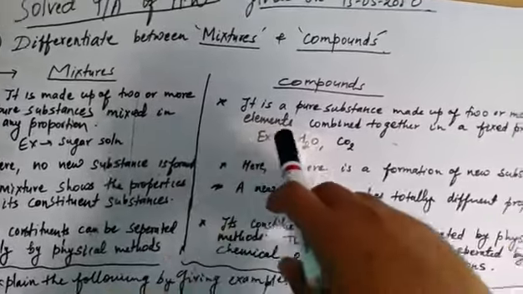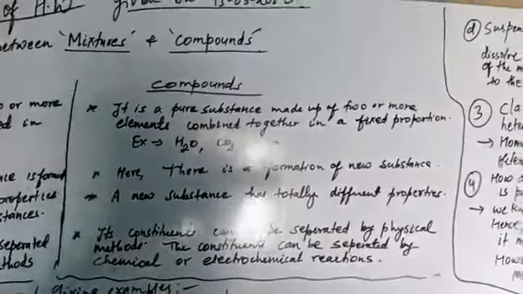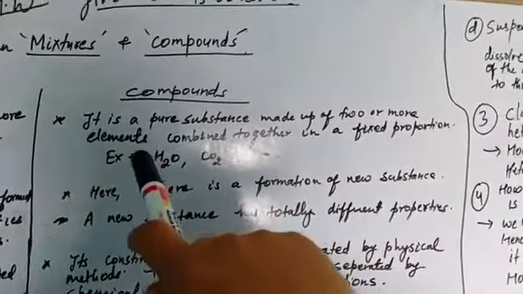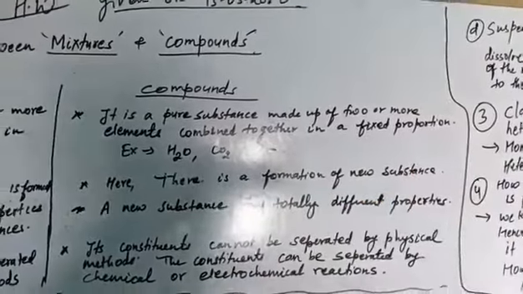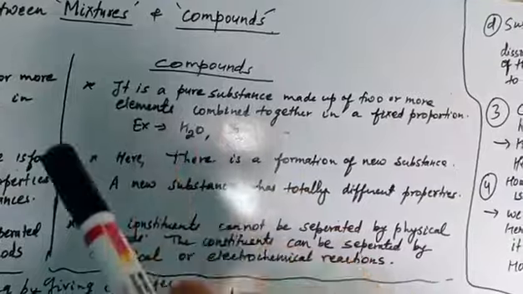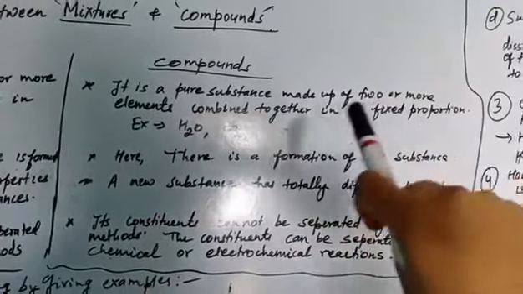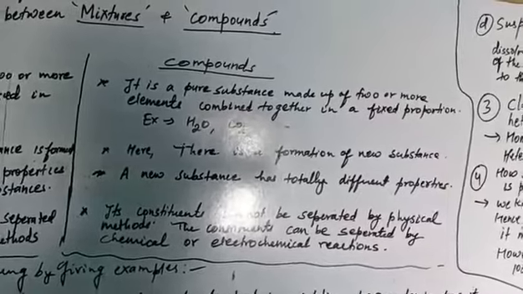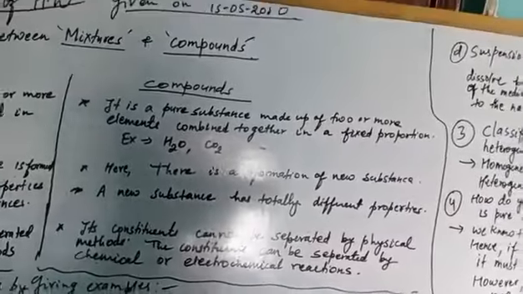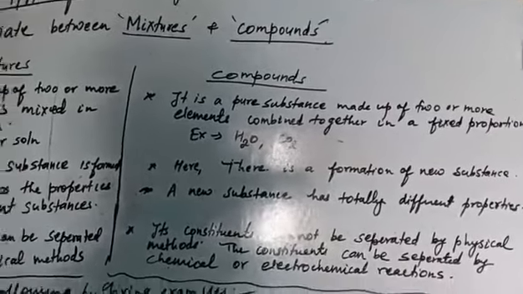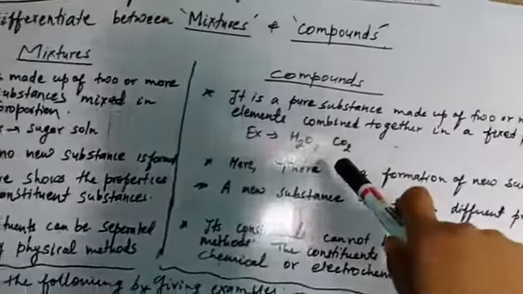Example is sugar solution. Second, here in compounds, it is a pure substance made up of 2 or more elements combined together in a fixed proportion. This is the difference. Here 2 or more elements are combining in a fixed proportion. It means the proportion is fixed between the 2 or more combining elements. So this gives rise to a compound. Example, water, carbon dioxide and many more.